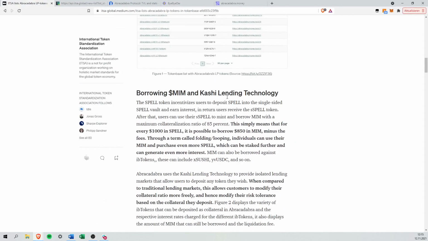It's certainly something that makes Abracadabra unique or very much different from MakerDAO at its core. As I said, there are certain similarities, but there are also some major differences. The Kashi lending technology and the single-sided markets certainly are one. Second, the interest-bearing tokens that can be deposited to basically borrow MIM against these assets. And last, this multi-chain approach where Abracadabra is not just focusing on one blockchain, but they are really embracing this multi-chain future, and they want to become the multi-chain stablecoin, the decentralized multi-chain stablecoin.